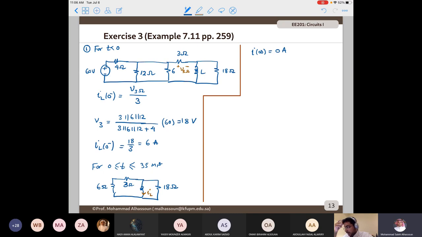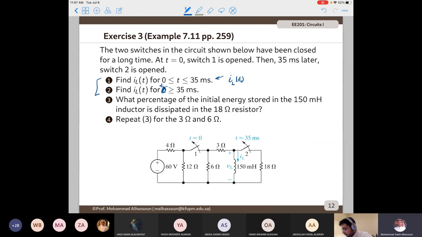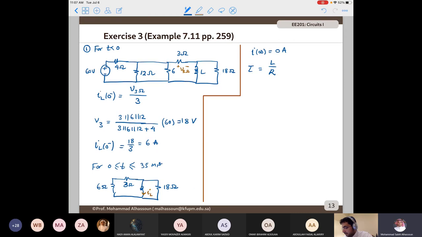Now we need to find the time constant. The time constant is L divided by R. We know L: the value of L is 150 millihenry. What's the value of R? It is 3 plus 6 in parallel with the 18. Exactly, it's the Thevenin resistance seen by the inductor. This gives 6. So now I have everything I need to calculate the time constant: 150 over 6, which is 25 milliseconds.